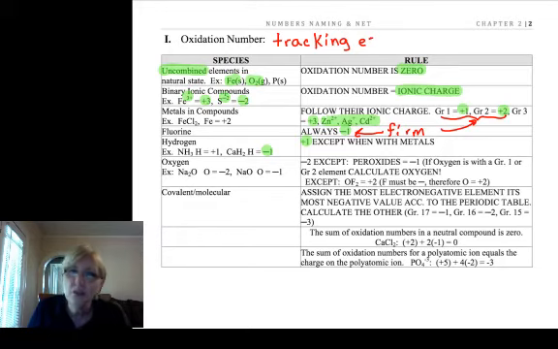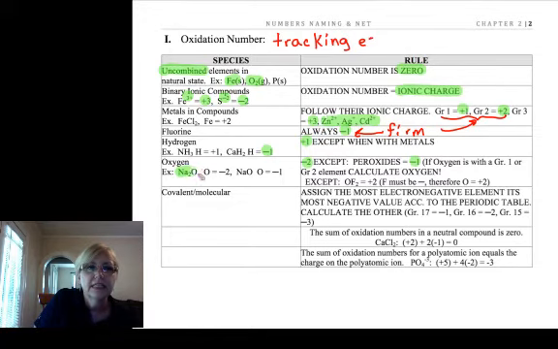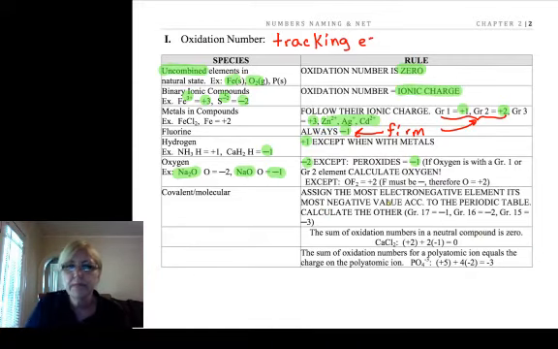Oxygen is a somewhat secure rule. It's almost always -2, but there is a class of substances called peroxides. This shows sodium oxide. This is sodium peroxide, because the oxygen's -1. And then this isn't a class, this is a single example, oxygen difluoride, in which oxygen's +2. Okay?